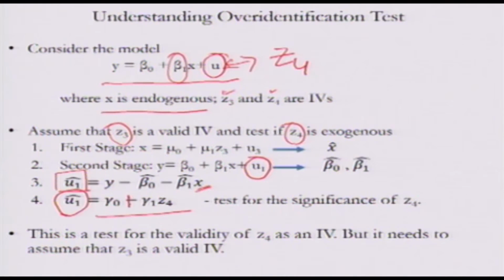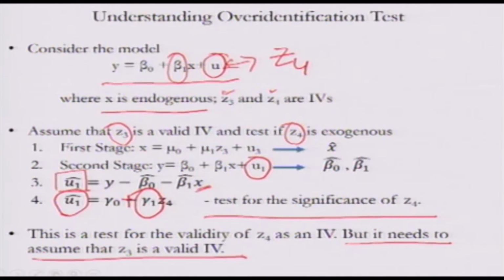So, you can also consider this to be a positive sign, it doesn't matter. So you're just running a regression. And this Z4 over here, this means that what you're testing is whether gamma 1 is significant or not. So you're testing for the significance of Z4 in a regression with respect to U1 hat, the residual from the structural equation. So this is a test for validity of Z4 as an IV, but it needs to assume that Z3 is a valid IV.